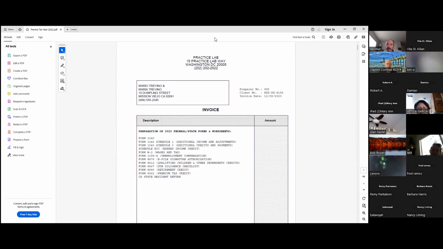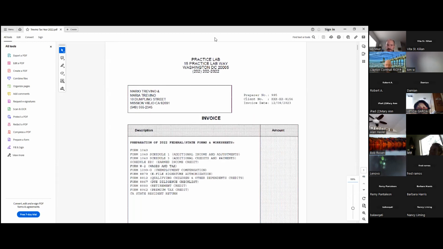Sean, can you see the practice lab return and the invoice? Yes, I see the printout. Okay, great. So what we're going to do, we're going to run through the federal and state return. So you can see this is the first page, and no, we don't invoice our clients, but this is based on professional tax preparation software.